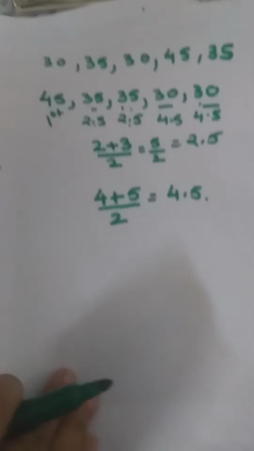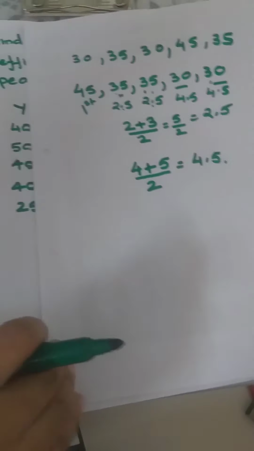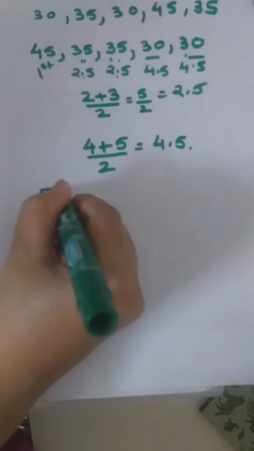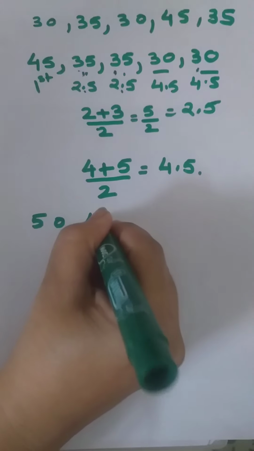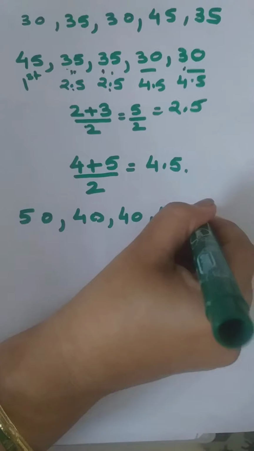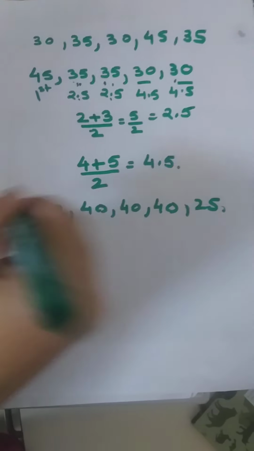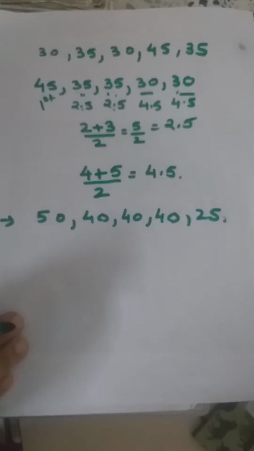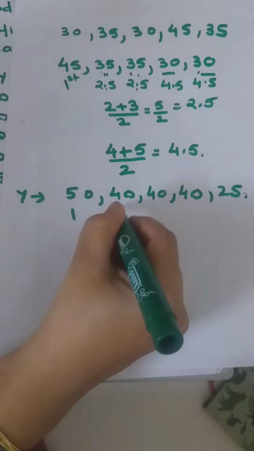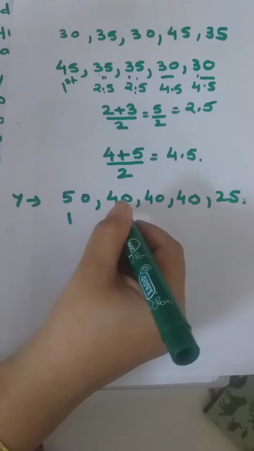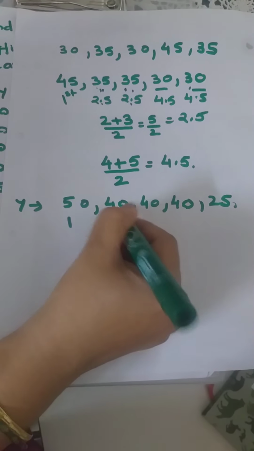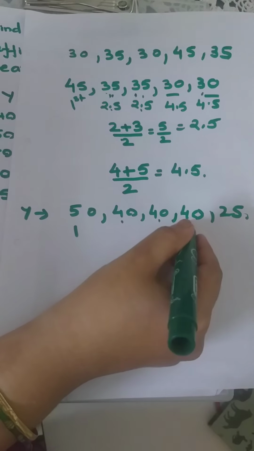Now similarly, for the y variable I will again arrange in the decreasing order. They are 50, 40, 40, 40 and 25. This is the decreasing order of the y variable. Now for this y variable, I give first rank to 50, I give second rank to 40, but 40 is repeated 3 times. So this is the second observation, third observation, fourth observation.